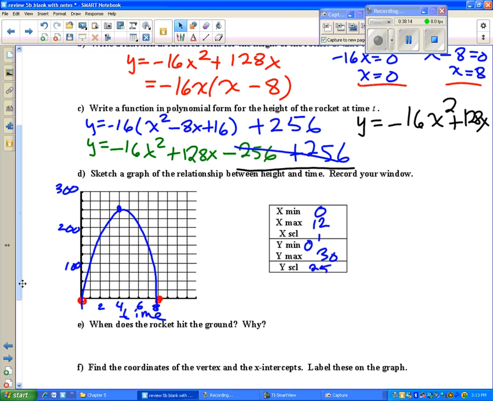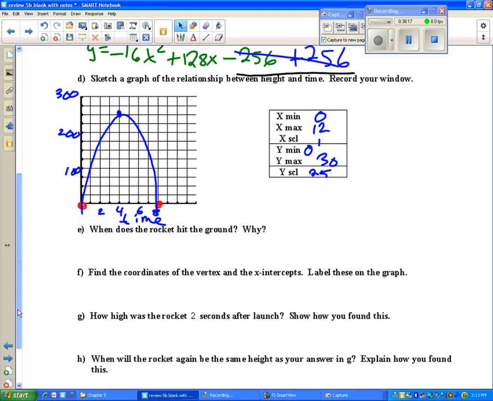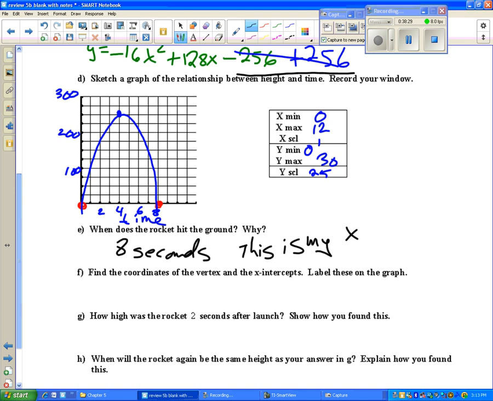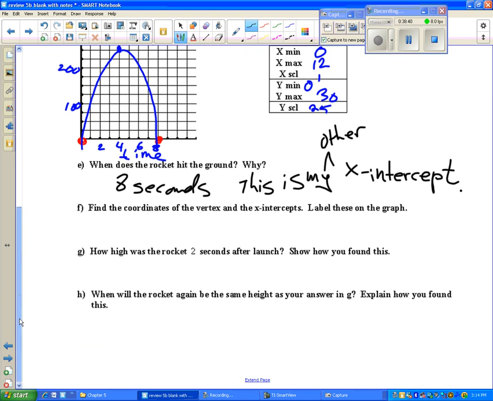When does the rocket hit the ground? Well, that's at 8 seconds. Why? This is my other x-intercept. Find the coordinates of the vertex and the x-intercept. I already did that. My x-intercepts were (0, 0), like here, and (8, 0), like here, and my vertex was given to me as (4, 256).